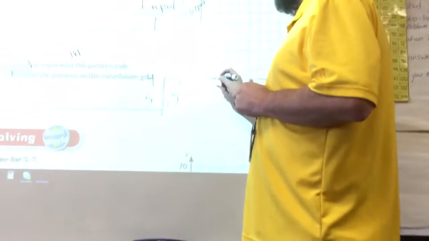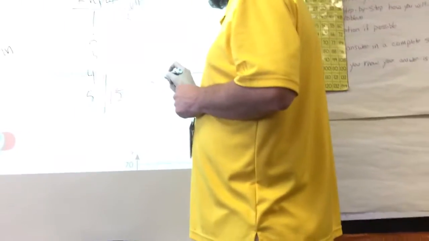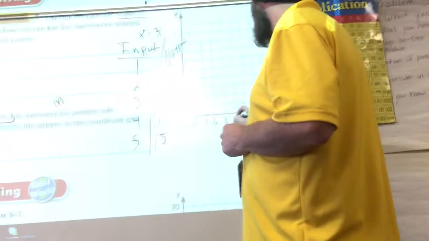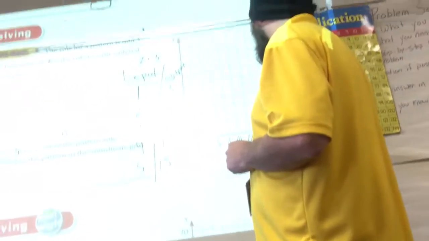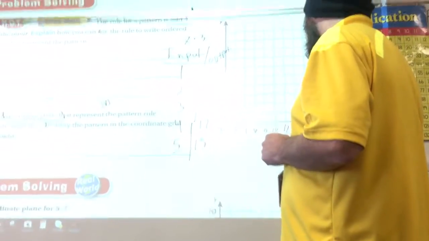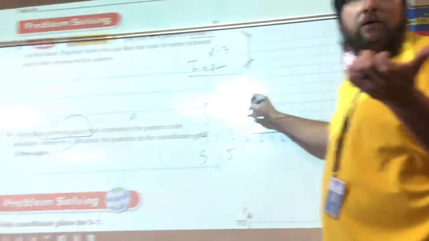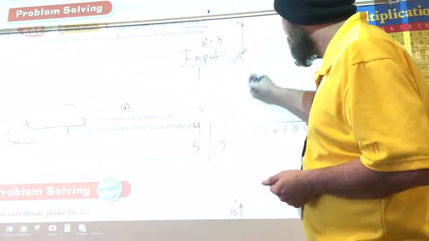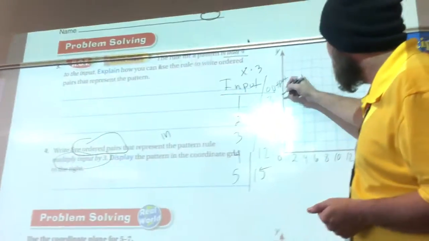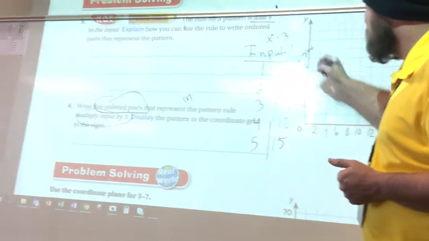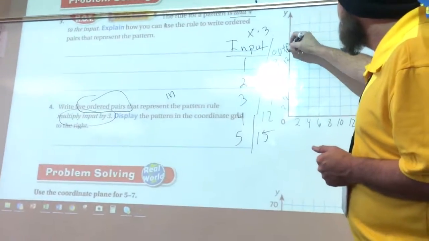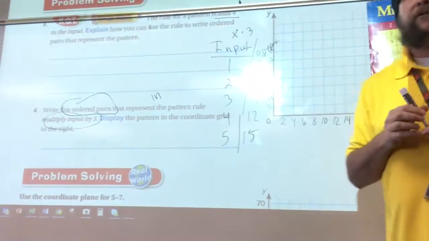Okay, so I'm going to count these by 2s. 2, 4, 6, 8, 10, 12, 14, 16. We'll do the same here. 2, 4, 6, 8, 10, 12. And then this one will be 15.